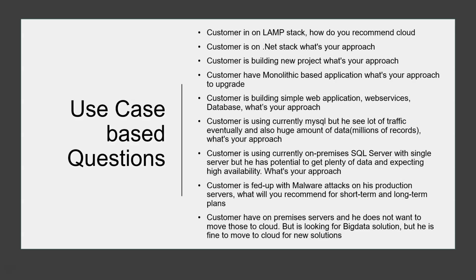Coming to the customer who is fed up with malware attacks, definitely you can enable Security Center even for your on-premises workloads. Similarly, AWS and GCP have various features. And coming to the long-term plan, you can bring those workloads to the cloud and enable the various layers of security. But if they want to just continue with on-premises, they can enable Security Center, Azure Sentinel, and plenty of other security layers, even for the on-premises. Customer has on-premises servers and doesn't want to move to the cloud, but wants a big data solution. Again, you can bring up an AWS-based big data architecture, or Azure-based, or GCP-based big data architecture for this type of scenario.